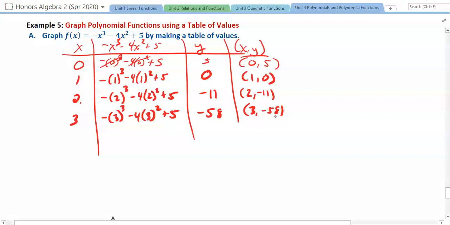Do we think that this is going to return back? If I keep plugging in 4, 5, 6, do we think this is going to work our way back towards the x-axis? In this case, no.